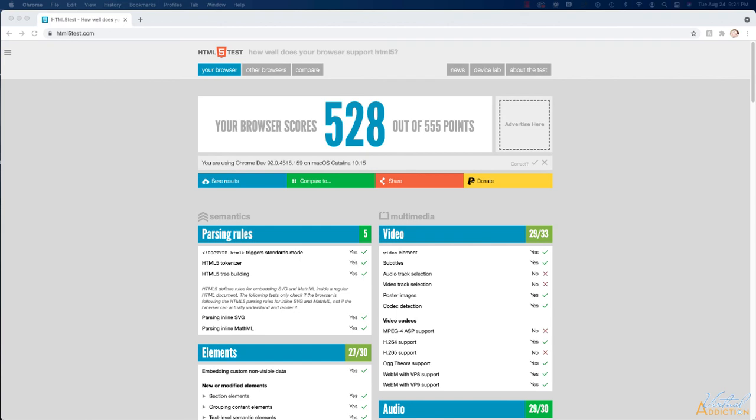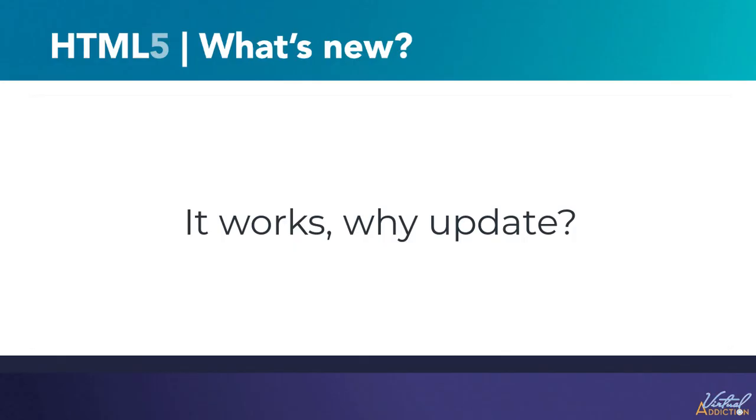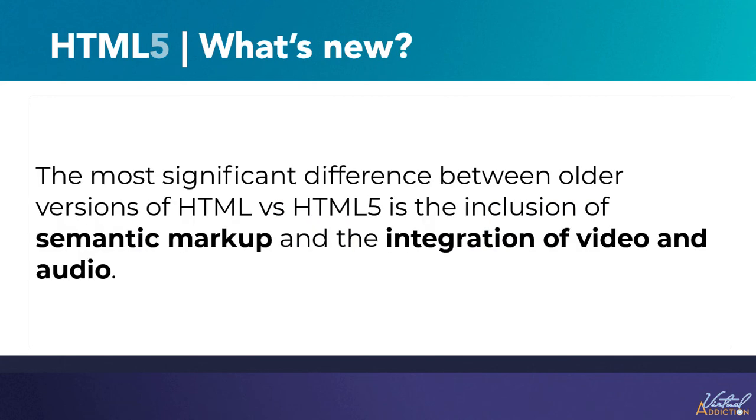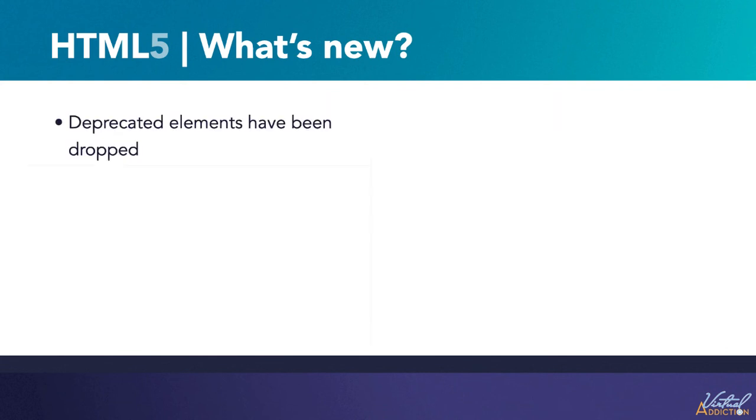You can use the HTML5 test to run a test with your current browser to see what it scores in terms of HTML5 support. If HTML was fine for several decades, why did we need to update it in 2014? The most significant difference between older versions of HTML versus HTML5 is the inclusion of semantic markup and the integration of video and audio into the language's specifications. Additionally, HTML5 includes the following updates.